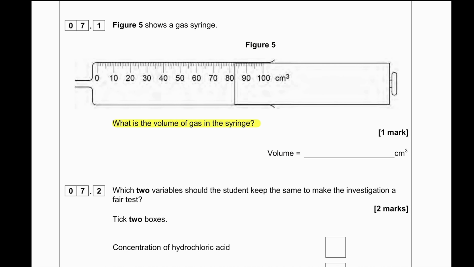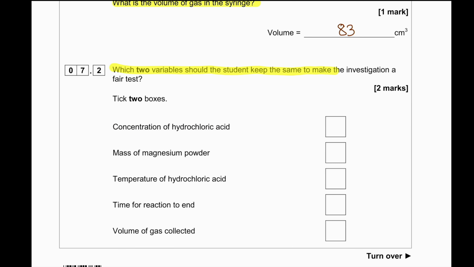What is the volume of gas in the syringe? So the volume of gas in the syringe is here, 80 cm3. We can see 81, 82, 83 cm3. Which two variables should the student keep the same to make the investigation a fair test?